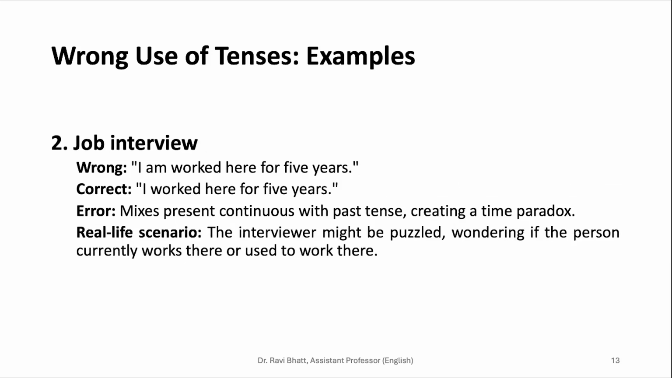Okay. Say another scenario is of a job interview. The interviewer asks you a question, and you reply by saying, I'm worked here for 5 years. Whereas the correct version would be, I worked here for 5 years. Now the error here is that you've mixed present continuous with past tense, and we've created a kind of time paradox. The interviewer might be puzzled, wondering if the person currently works there or used to work there. So that would be a kind of jumble up.